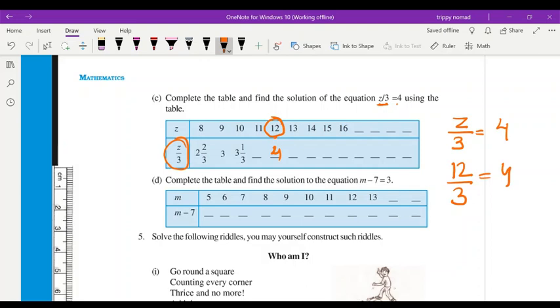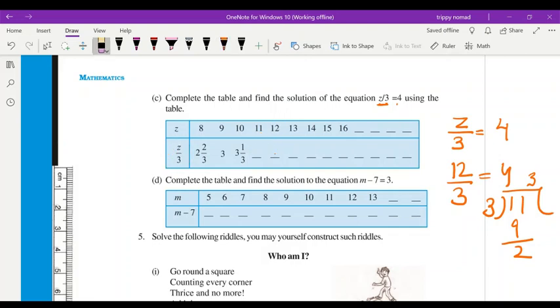अगर 11 को 3 से करेंगे, 11 डिवाइडेड बाय 3 करते हैं तो 3 3s are 9. Okay, and remainder is 2. So what will be the answer? 3 integer 2 by 3. Like this you have to complete the table given over here in your textbook.